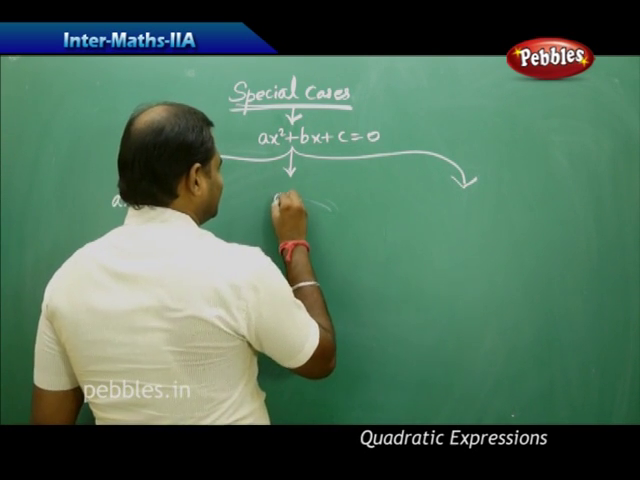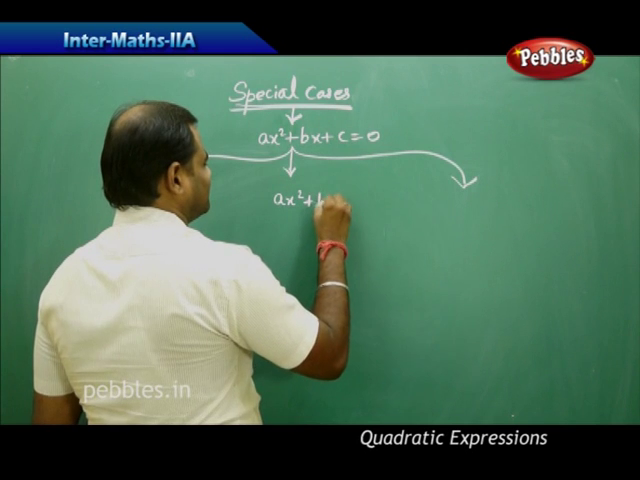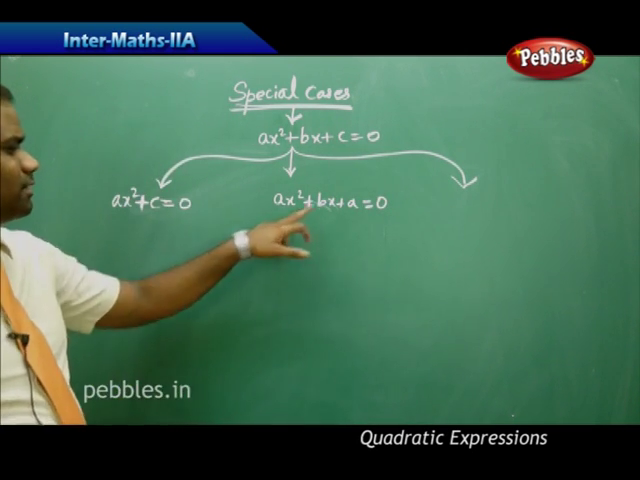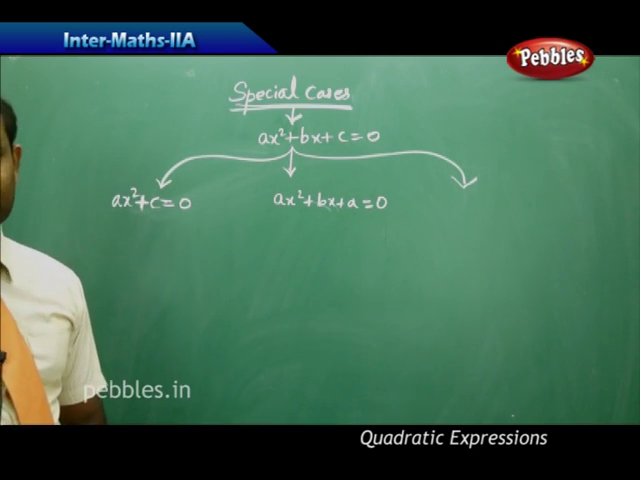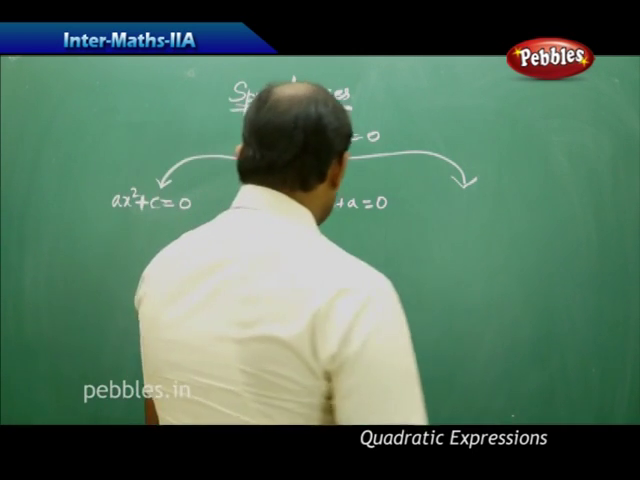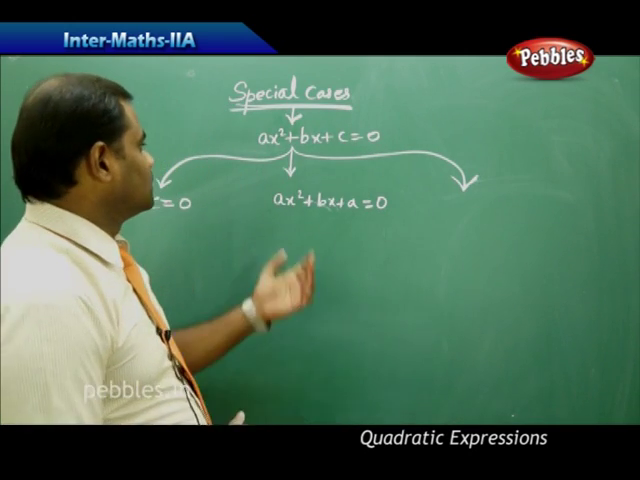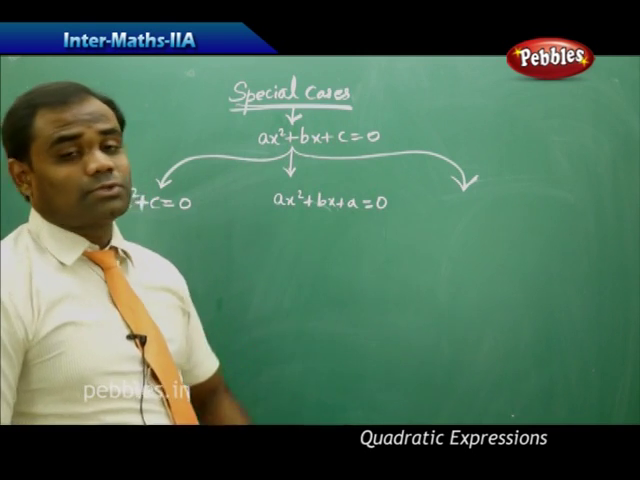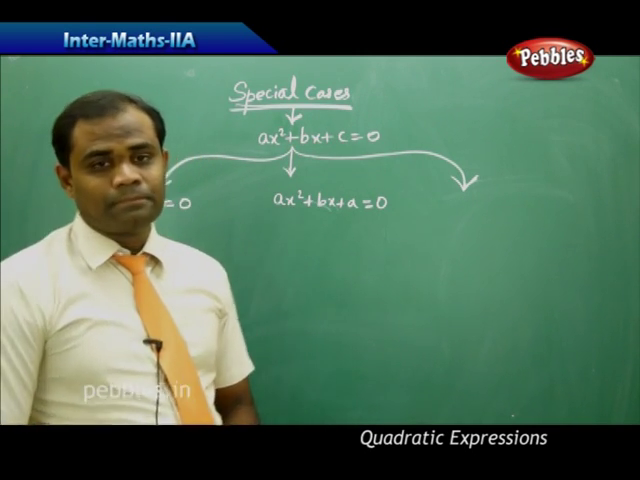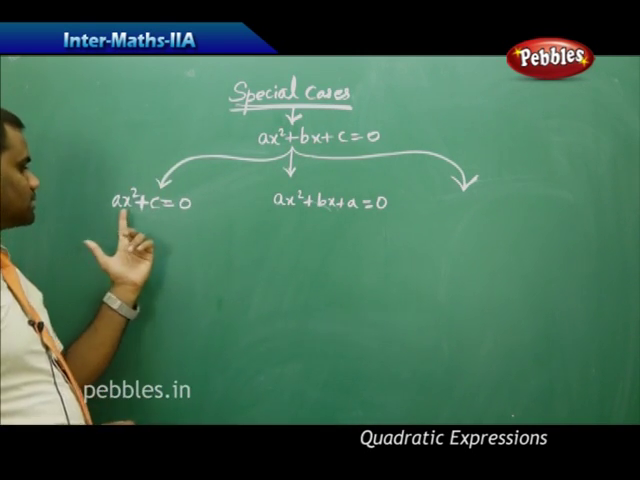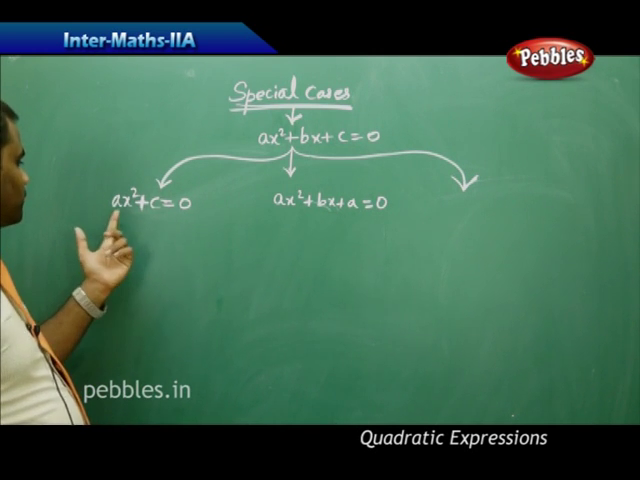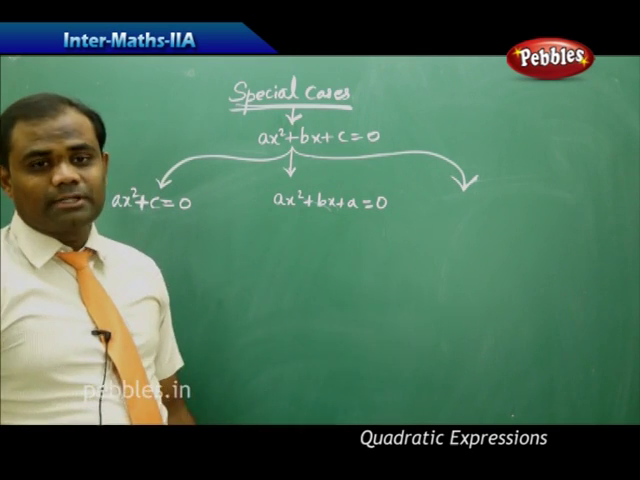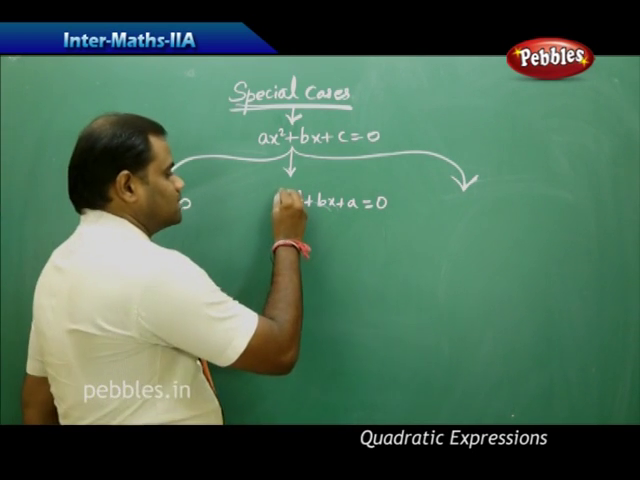And secondly, I take the second case where my first and second are the same. So let's take the three special cases for the general quadratic equation ax squared plus bx plus c equal to 0, where my first case is ax squared plus c equal to 0, and my second case is ax squared plus bx plus a equal to 0, where the first and last coefficients are the same.